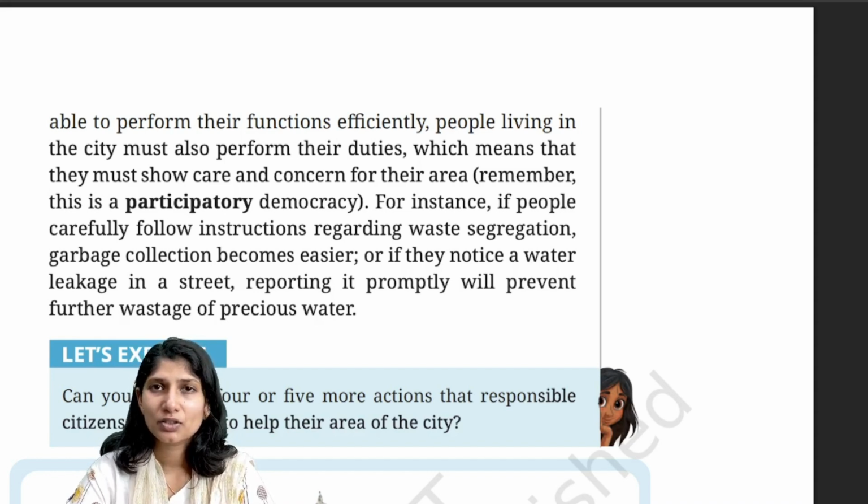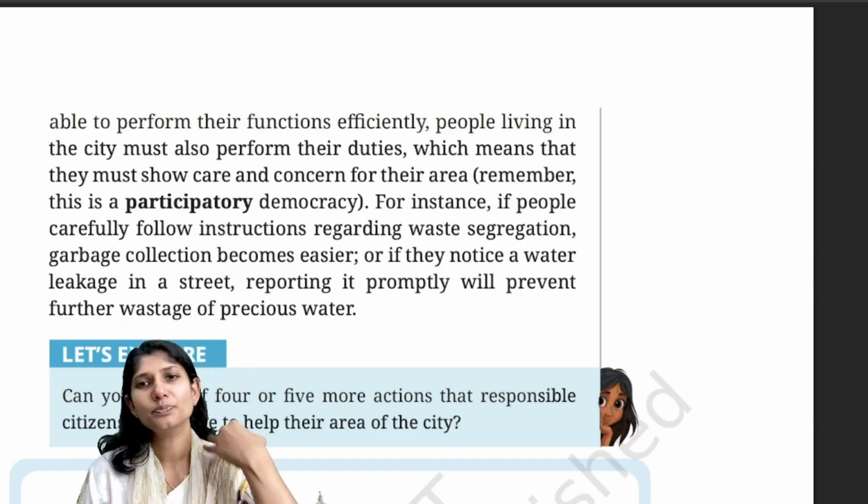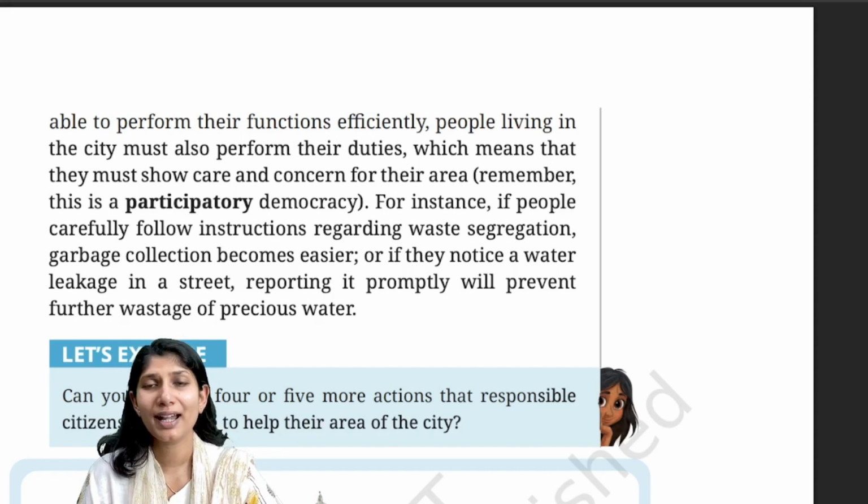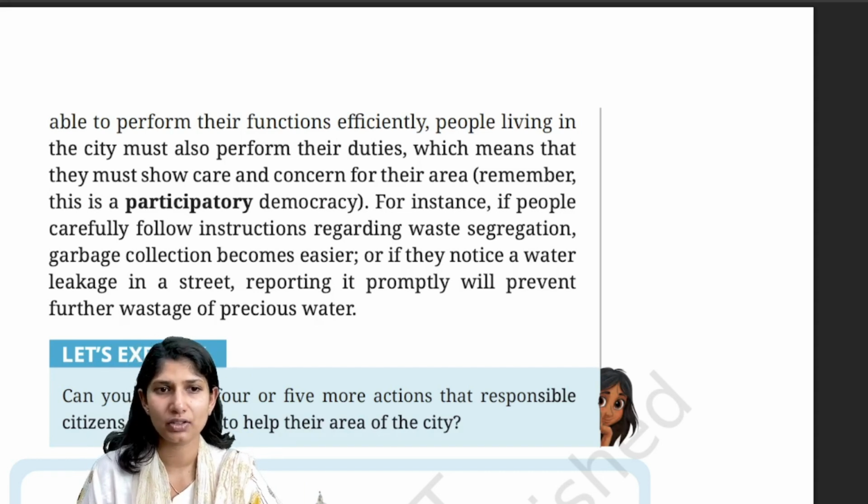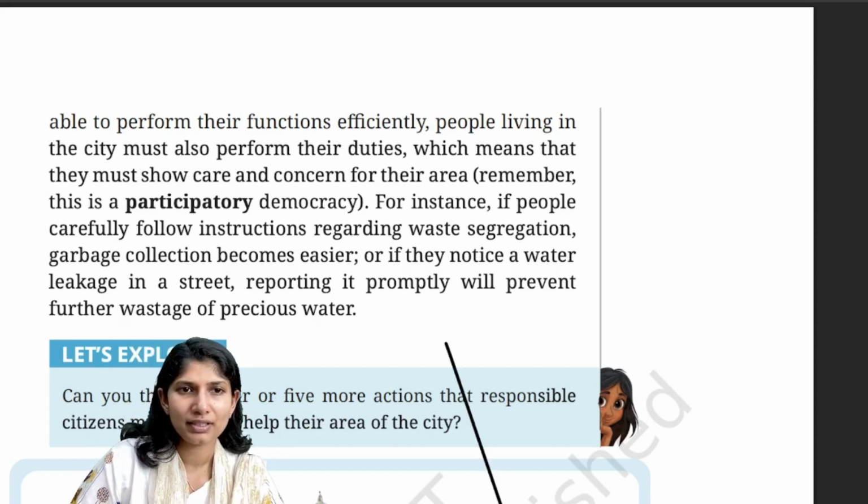Another thing we kept speaking about was your judicious water usage. Let's say you observe somewhere that water is leaking, or a pipe is broken, or street lights are not functioning. If you report it to the authorities and action is taken on time, then a lot of resources are being conserved. So this is one way participatory democracy actually leads to good governance. This becomes an important aspect. Look at this.